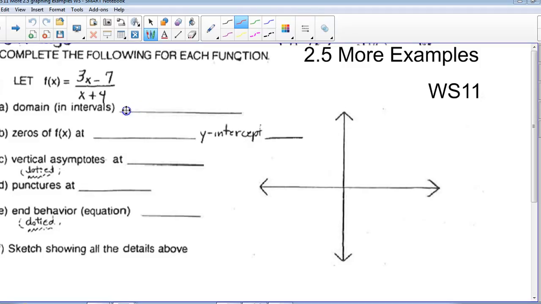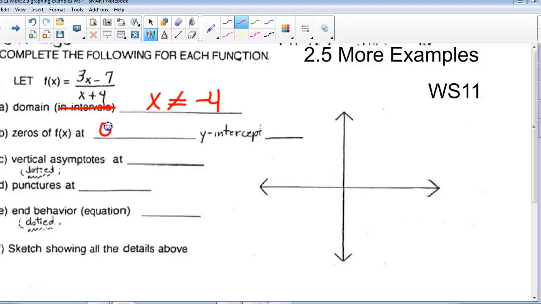I'm going to call on some people. I'm also not going to make you do interval notation here. Let's just start out together on this one. Domain, anybody? X cannot equal what? -4. Okay, 0.